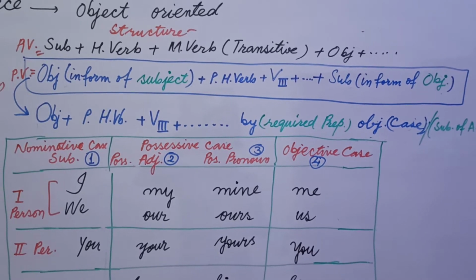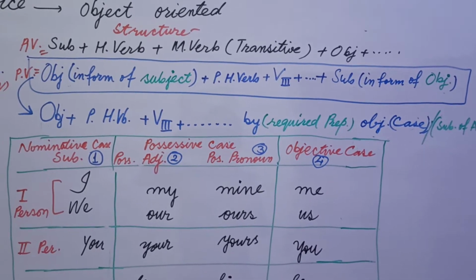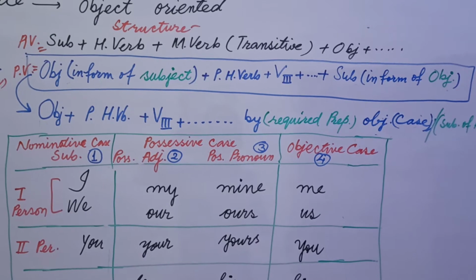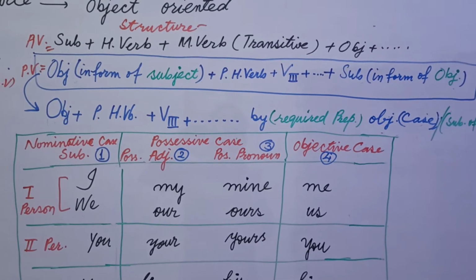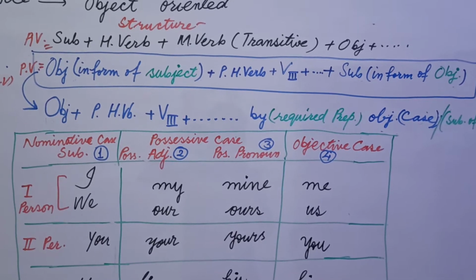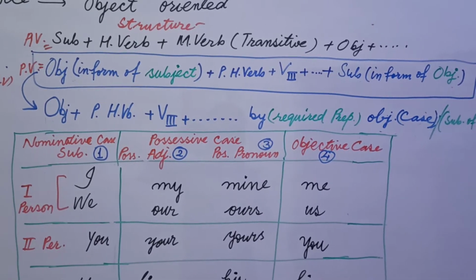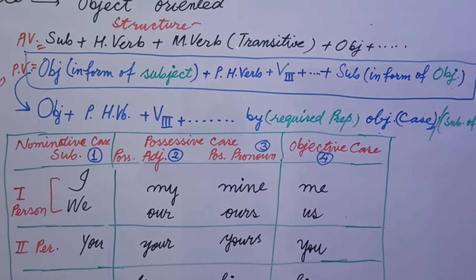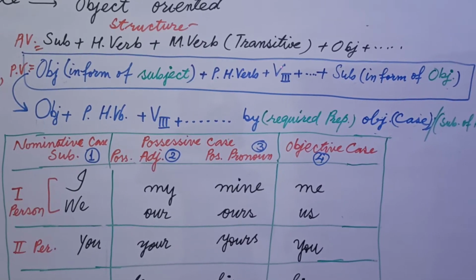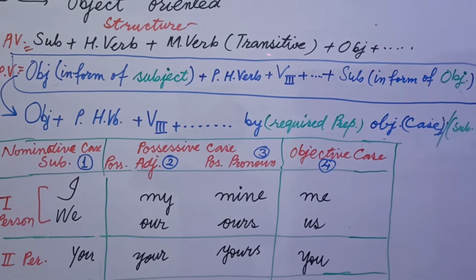I sang a song. I taught you. It means we need something when we ask the question whom. Whom? You. I taught the students. Whom? The students. But intransitive means opposite to this transitive.